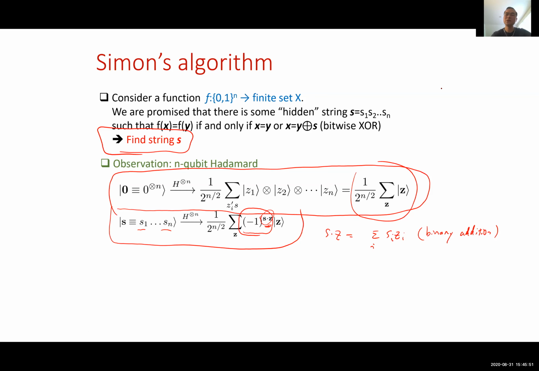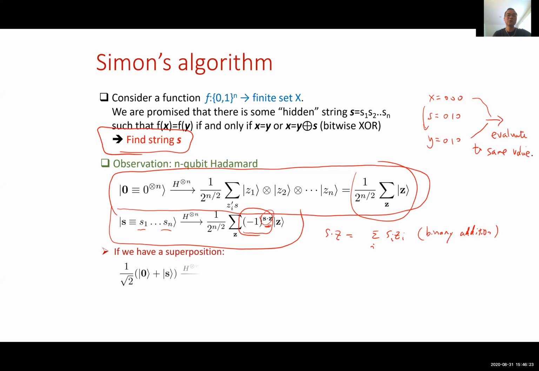Okay, so let me just give an example. It could be that x is 0, 0, 0, and suppose s is 0, 1, 0, then the corresponding y will be 0, 1, 0. They would evaluate to the same value. Okay, so that's the goal of Simon's algorithm.